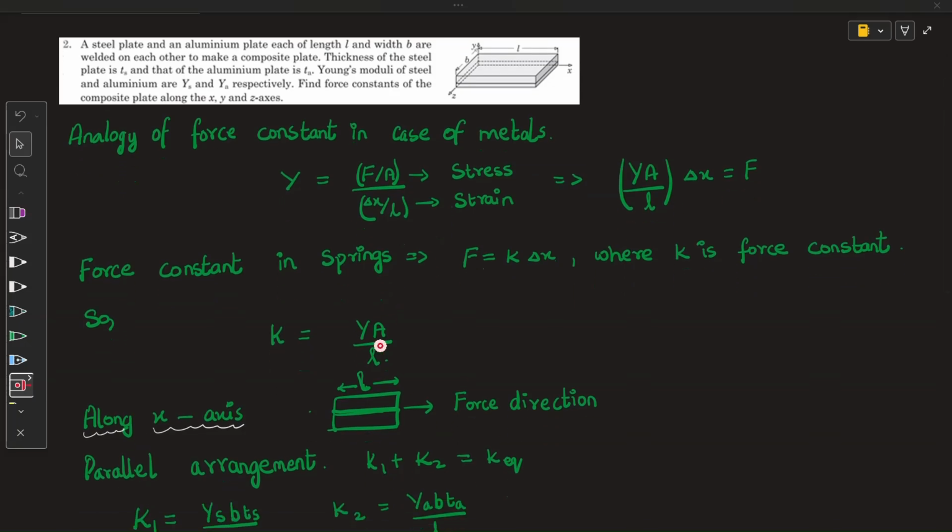Now, what does this A represent? If you take a particular rod, where this side is A and here the length is L, then L is the length measured along the direction of application of force, and A is the area on which this force is applied.